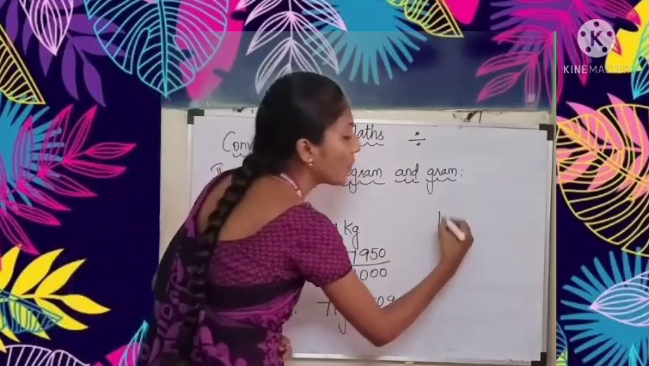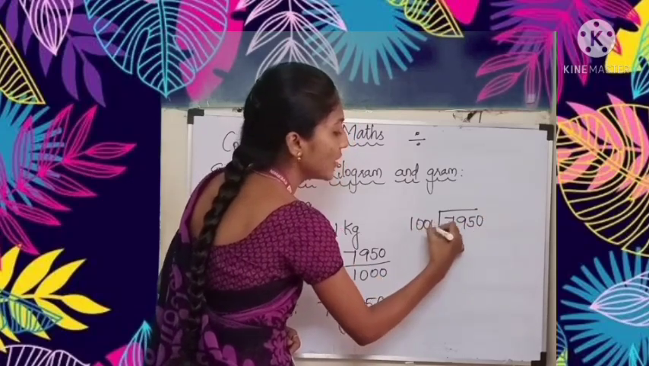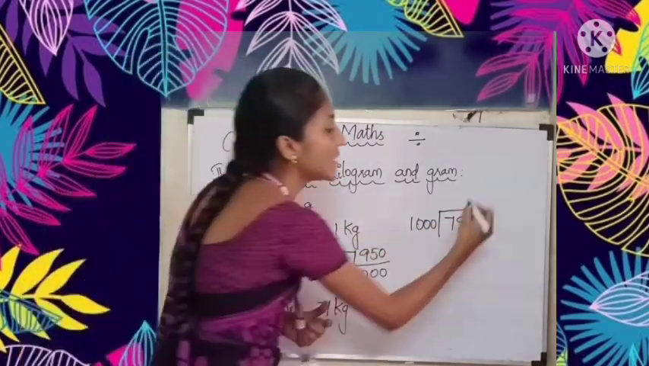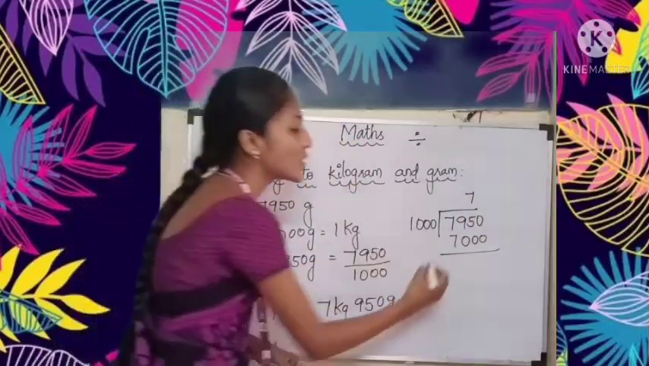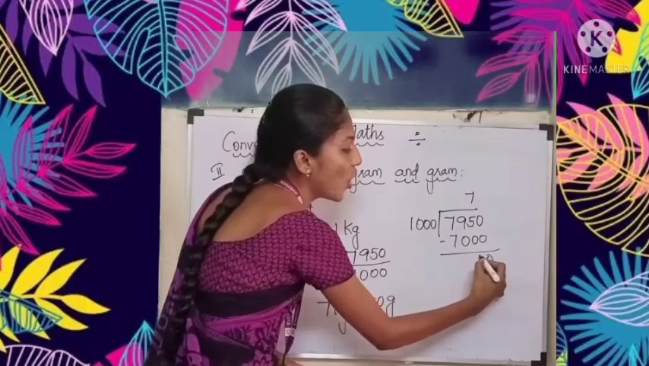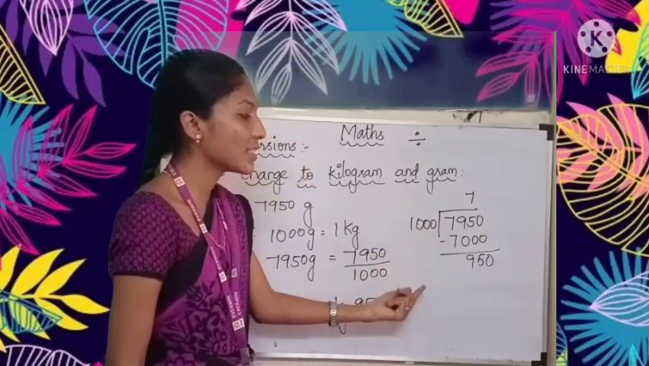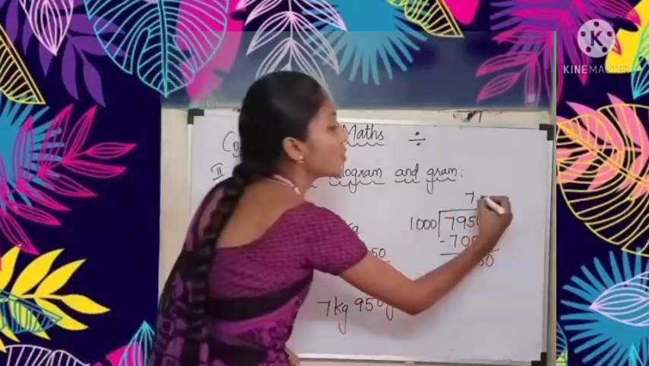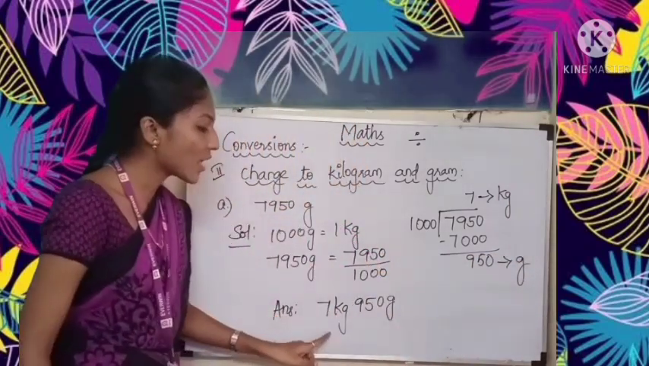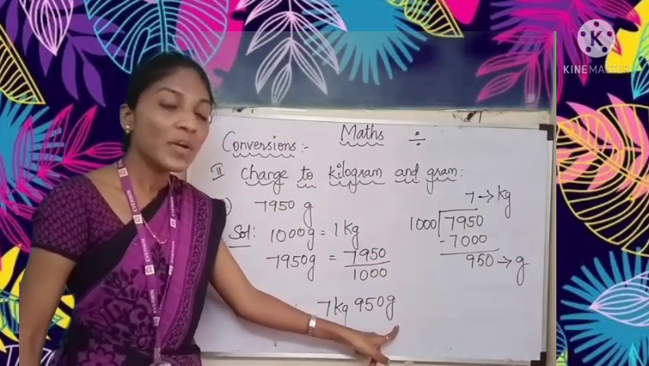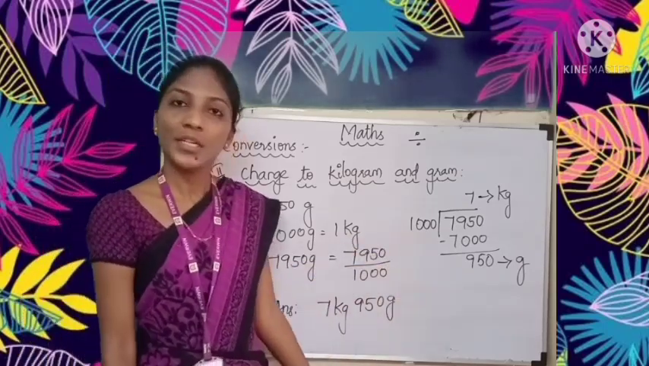Children, if it is easy, you can follow this. Otherwise, you can do normal division. That is 7950 with 1000 in the divisor place. 1000 sevens are 7000. If you subtract, 0 minus 0, 5 minus 0 is 5, 9 minus 0 is 9, 7 minus 7 is 0. So you should take this as kg and this as gram. So 7 kg 950 gram. If you want to take it directly, you can do it like this. Otherwise, you can go ahead with division.